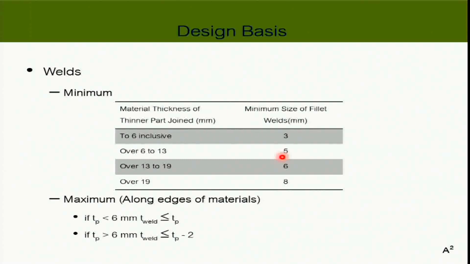And the next one is the maximum. If the plate is not thicker than 6 millimeters, you can use the size of the weld up to the thickness of the plate. If it is thicker than that, you cannot use more than the size of the plate minus 2 millimeters. Again, if you use too big a size of the weld, when the welders do it, it may have a hole behind it. So you cannot use the size of the weld too big as well. Otherwise, it may have a hole like this.